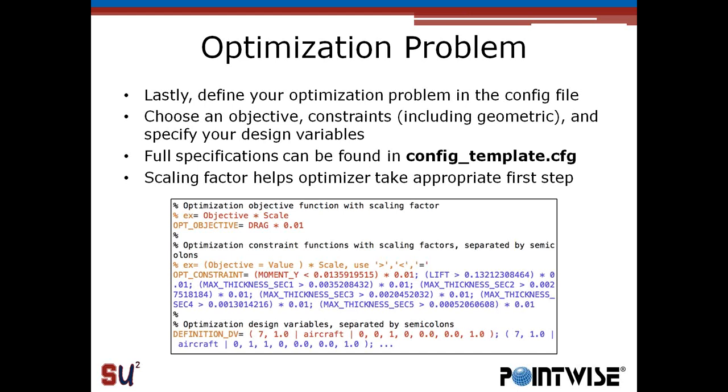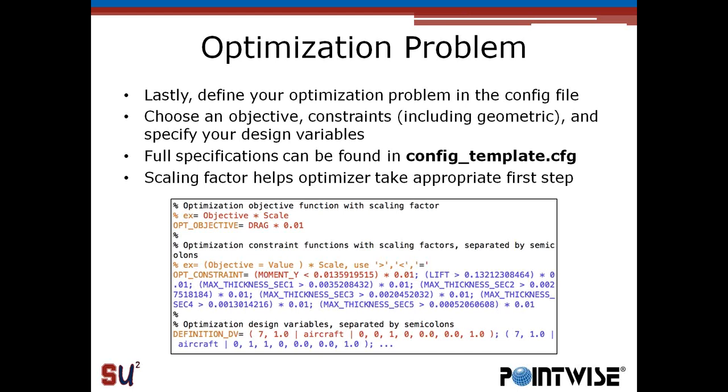And you can go ahead and find the whole list, so a pretty comprehensive list, inside the config_template.cfg file. And this can be found in the home directory, the root directory of the source distribution. What you'll see if you open up the config file for the problem that we're showing today is at the bottom you're going to find a section where you set up your optimization problem.